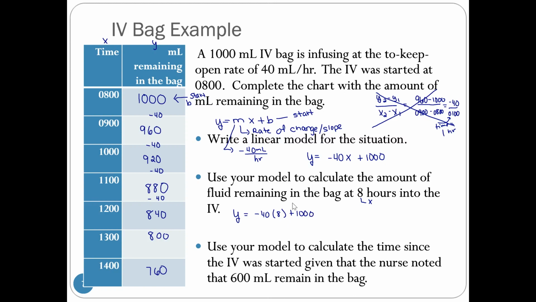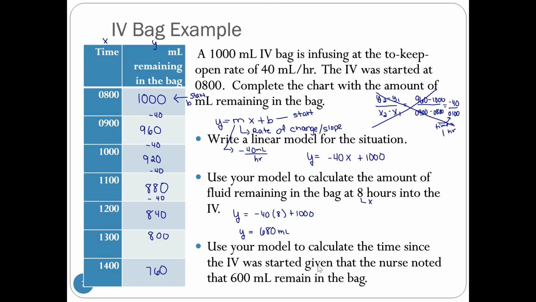And so I'll just go to my calculator to do that. So negative 40 times 8 plus 1,000 gives me an answer of 680. And so we would expect that if we had counted out 8 hours and did all the subtractions the whole way down, we'd end up at 680 when we were 8 hours into the IV.